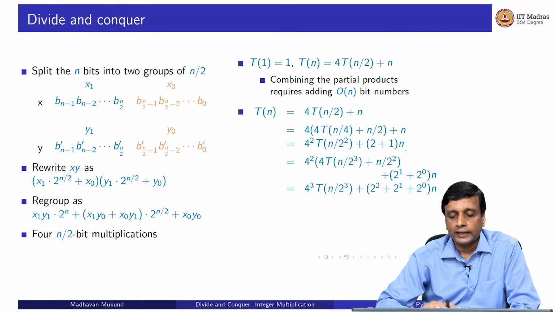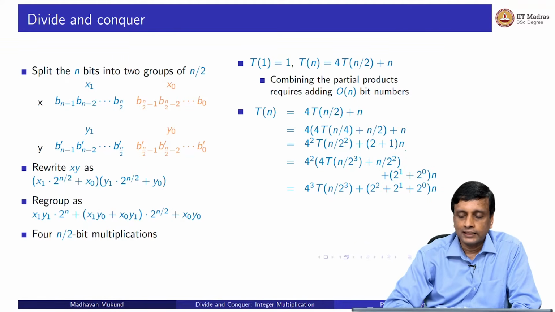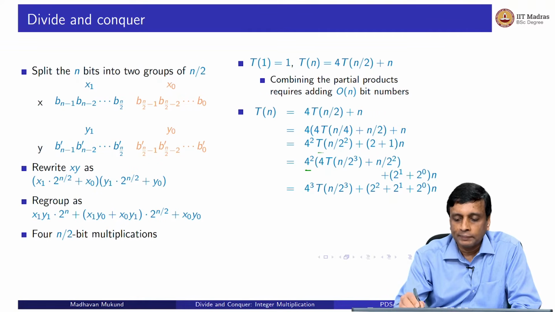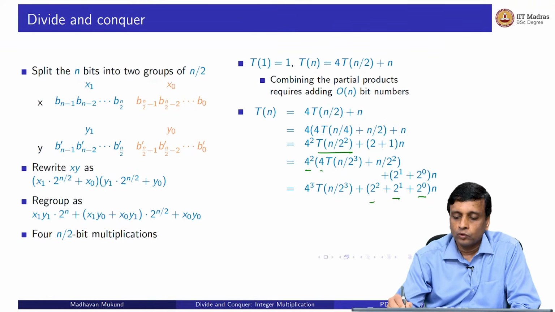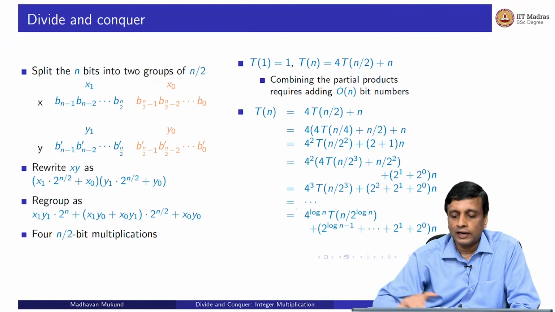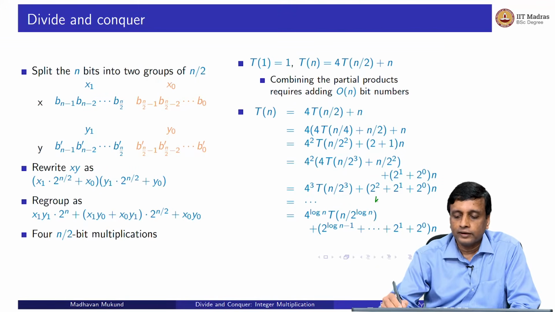If I do it one more time, then the pattern becomes a little clearer. I get 4 cubed here, and 4 squared times T n by 2 cubed, and then the 4 and 2 squared leave me with 2 squared. So, I have 2 to the 0, 2 to the 1, 2 to the 2 after 3 steps. In general, after k steps I will have k minus 1 here, and k here.